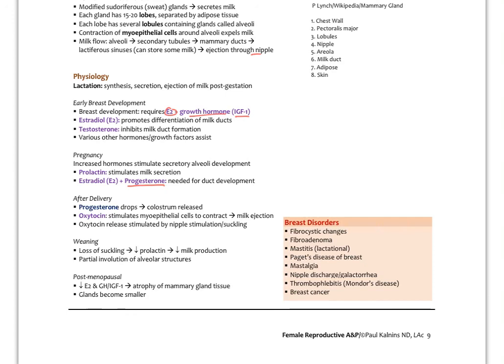Different breast disorders include fibrocystic changes, fibroadenoma, mastitis, Paget's disease of the breast, a type of breast cancer, mastalgia, nipple discharge, galactorrhea, thrombophlebitis, the forming of blood clots, and then breast cancer. Again, this is more covered in gynecology, so we're not going to go through all those here. These will be discussed more in gynecology, or again, if you are in Chinese medicine watching this video, we'll talk about these in a separate video.